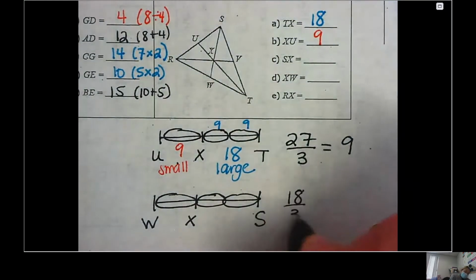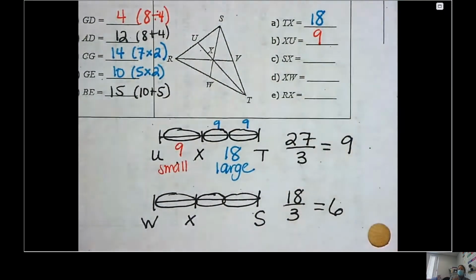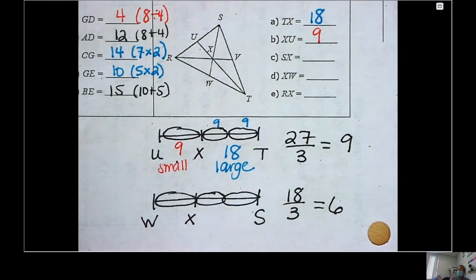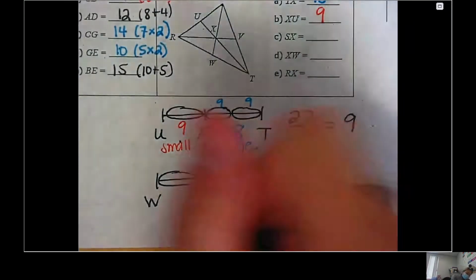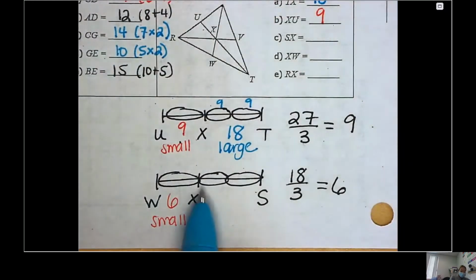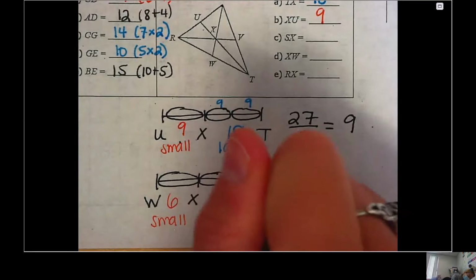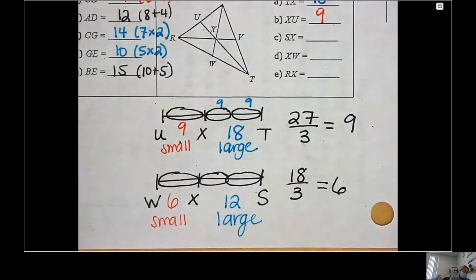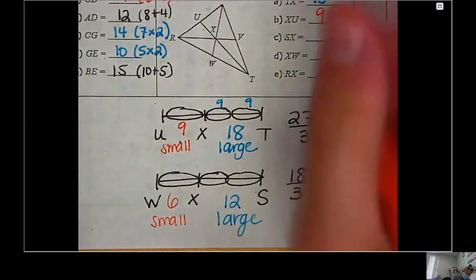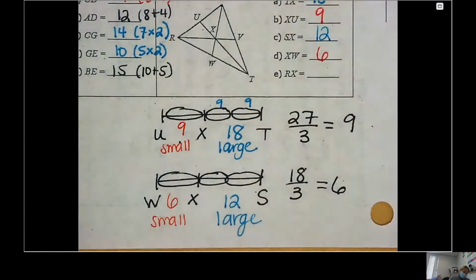Divide it by 3. What's 18 divided by 3? 6. So which piece is worth 6, W to X or X to S? W to X is worth 6. It's your small one. What is your large one, X to S, worth? 6 and 6, which gives you 12. So W to X is 6, and S to X is 12.